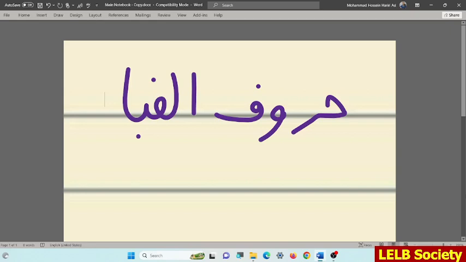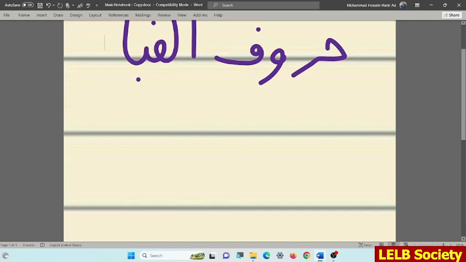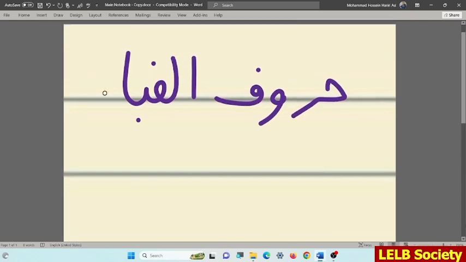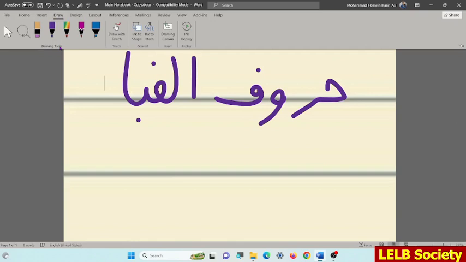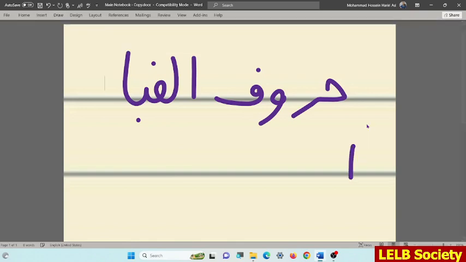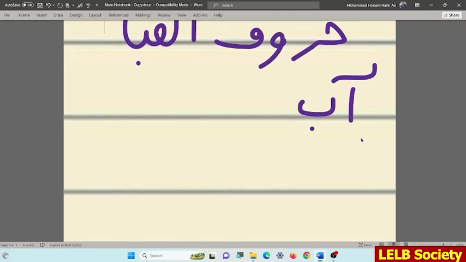So the first word is ab, which means water. Okay, ab. So this is aybakola, and this is be. We have two types of be. This is lowercase be, and this is uppercase or capital be, which is bigger or larger. And this is aybakola.